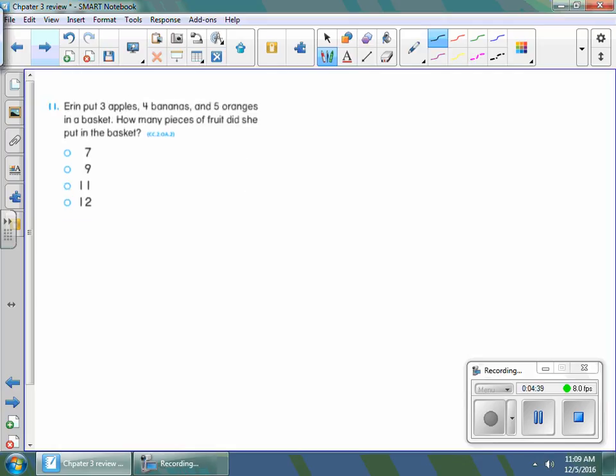Erin put 3 apples, 4 bananas, and 5 oranges in a basket. How many pieces of fruit did she put in the basket? What's the number sentence we would use to solve this, Luke? Good. And anytime we're adding more than two numbers, I always tell you that it's a good idea to find two numbers to add together, add those first, and then add the third. And what's our total? Good, Luke.